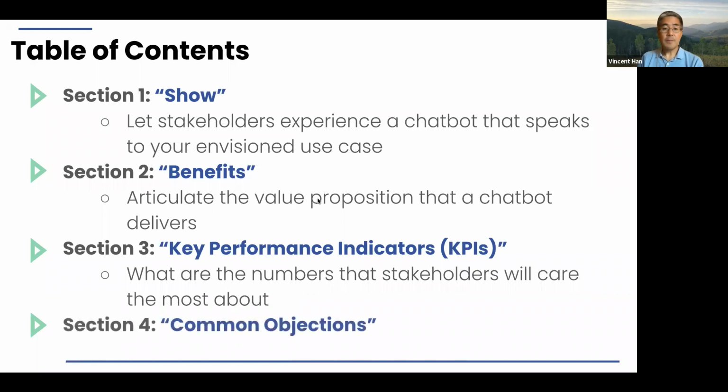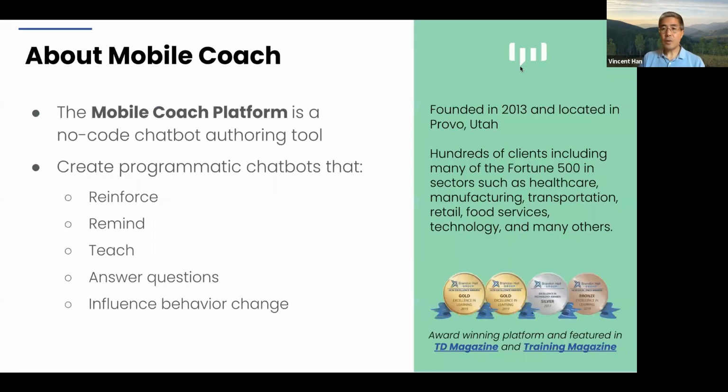And then finally, what are some common objections that you are likely to receive, and how do you address them? So those are the 4 sections we're going to go through. And so let's dig in. So the first section is called show. Well, okay. First of all, I'll be a little presumptuous.